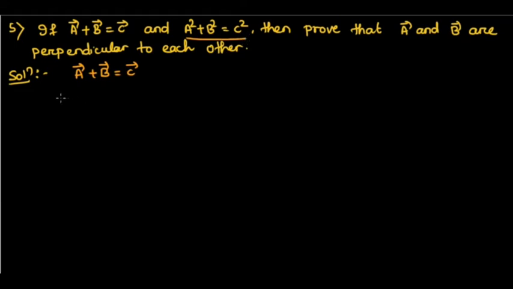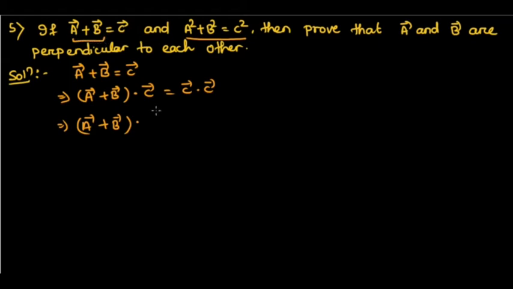We will apply the same method: multiply c vector on both sides of this equation using dot product. So let us multiply c vector on both sides using dot product. So (a vector plus b vector) dot c vector on the left side. In place of c vector I can write a vector plus b vector.